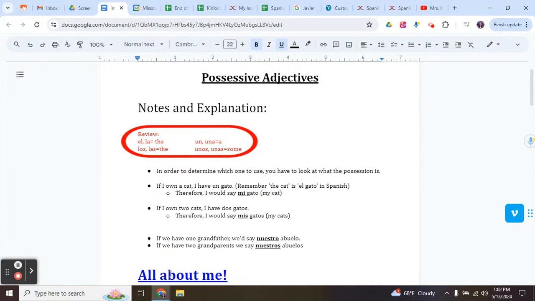Hello, everybody. Today we're going to learn about possessive adjectives. So we're going to talk about when something belongs to someone. Now this can include people.